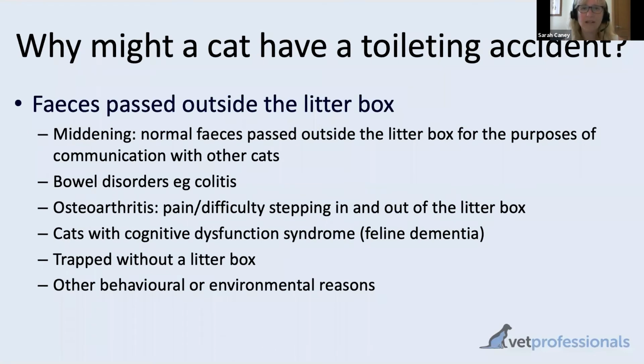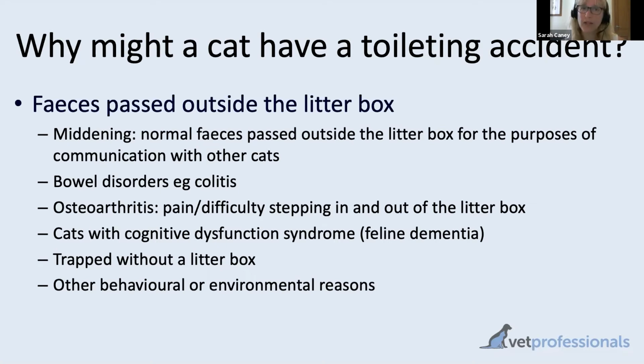Feces passed outside the litter box, a number of reasons here, a lot of overlap with the urinary reasons. So again, arthritis would be on the list, but thinking now of feces would be, of course, the cat that has a bowel disorder, colitis, where the colon, the terminal part of the bowel is inflamed, can be associated with urgency to pass feces. And this cat, again, might just feel, oh, I really have to go and I just can't get to my litter box in time. And that's why the toileting accident has happened.